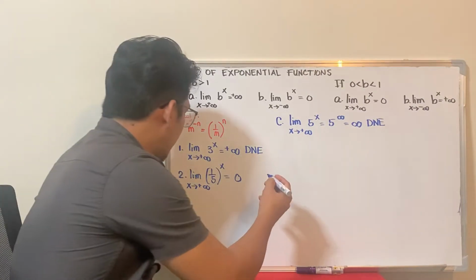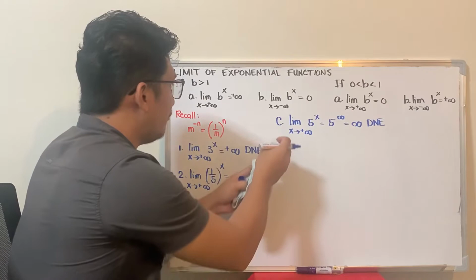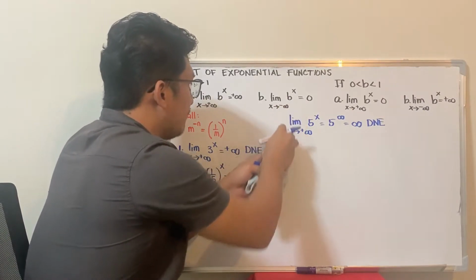Then letter D, another example. Oh, wait. I made a mistake. It should be number 3 too. This third example is number 3.